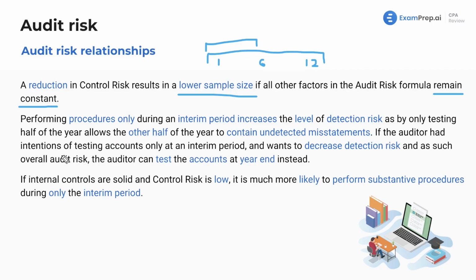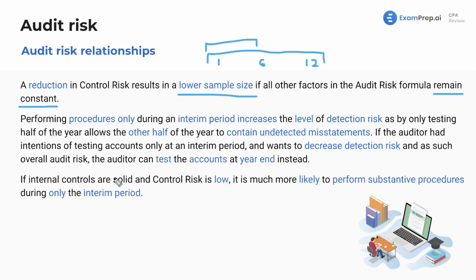If the auditor had intentions of testing accounts only at an interim period and wants to decrease detection risk and, as such, overall audit risk, you can test the accounts at year end. Nothing revolutionary there, makes sense. It's just if you want to decrease detection risk, well, you've got to do some testing. A lot of this comes from multiple choice questions that you'll see on the exam. Just want to make sure you understand this relationship, understand how this all comes together.